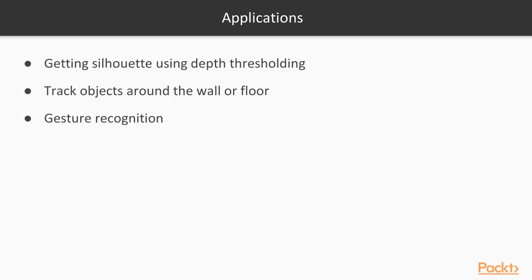Using depth image, it's easy to perform depth thresholding and obtain silhouette of the human in the scene. This technology is easier to use than traditional chroma keying technology because it doesn't require monochrome background.